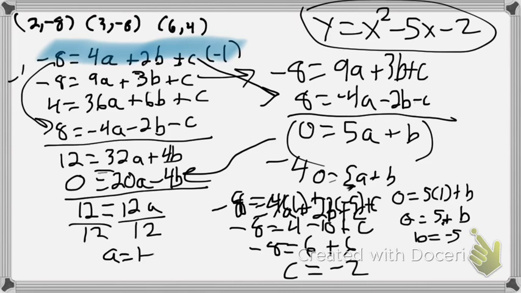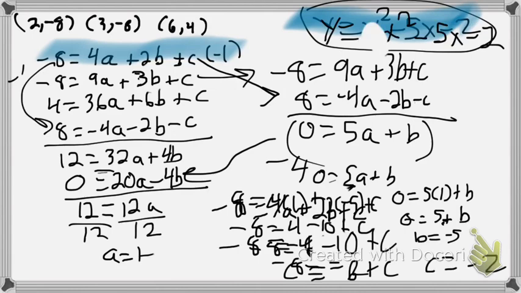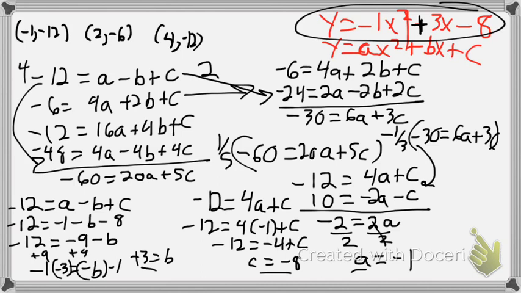And then that up there, right there, this is my equation. Y equals x squared minus 5x minus 2. Now, notice if I wanted to check this, I could take all three of my points, plug them in there for x and y, and all three of them would fit. Okay, that would be the next one.